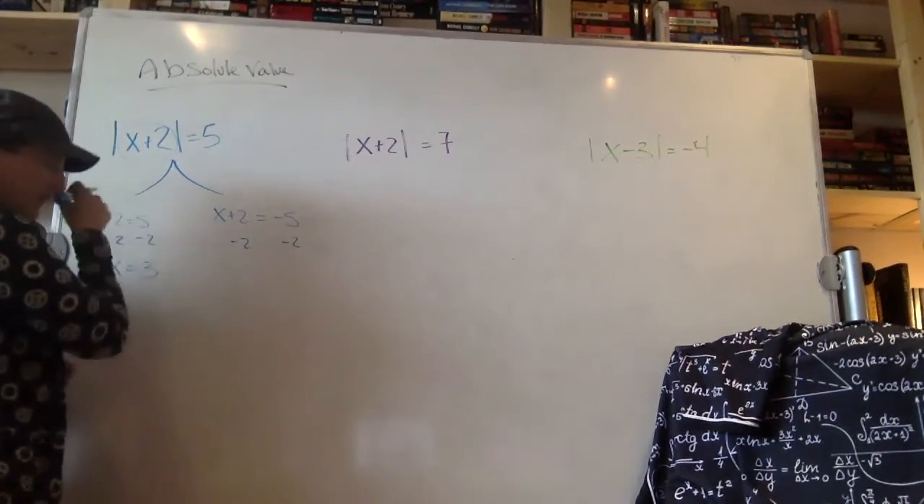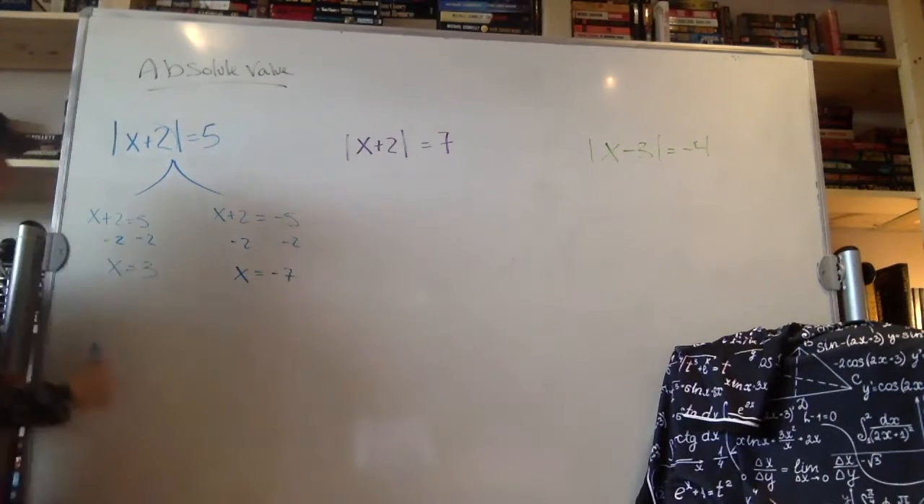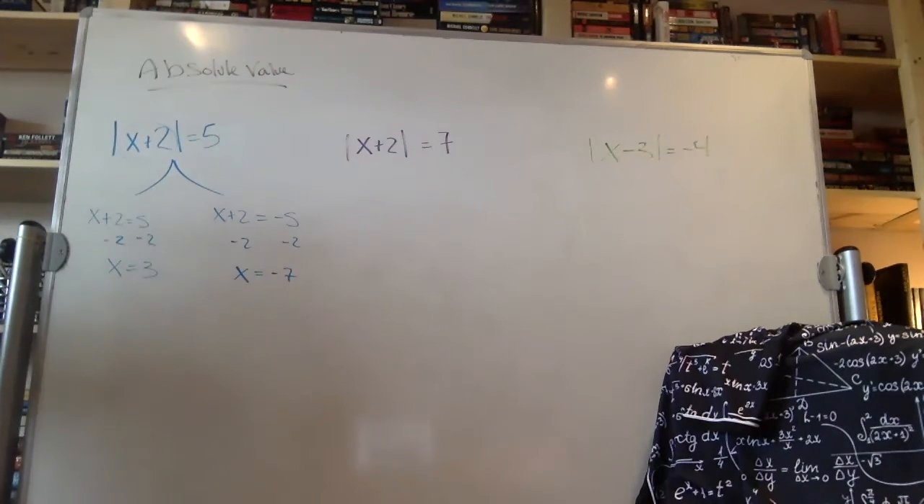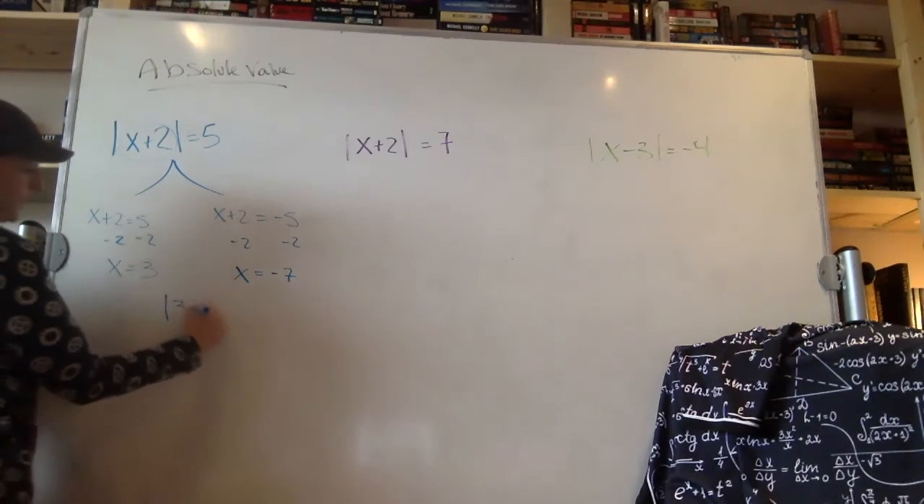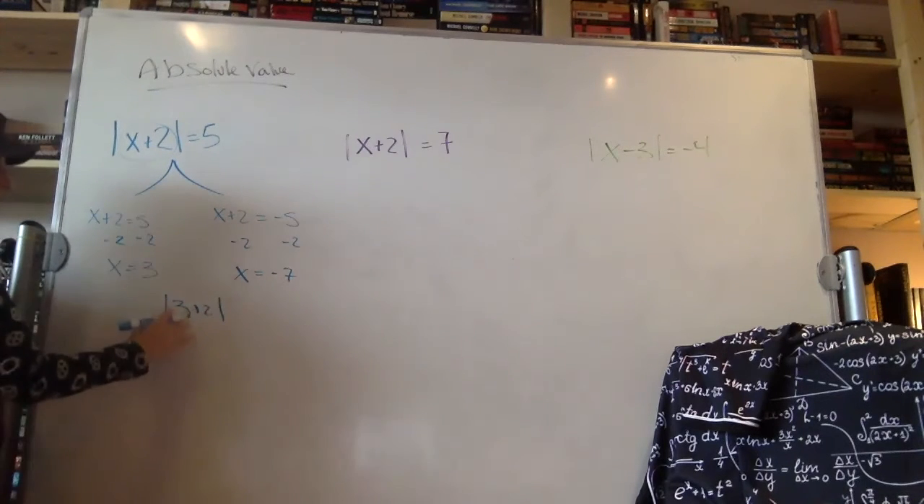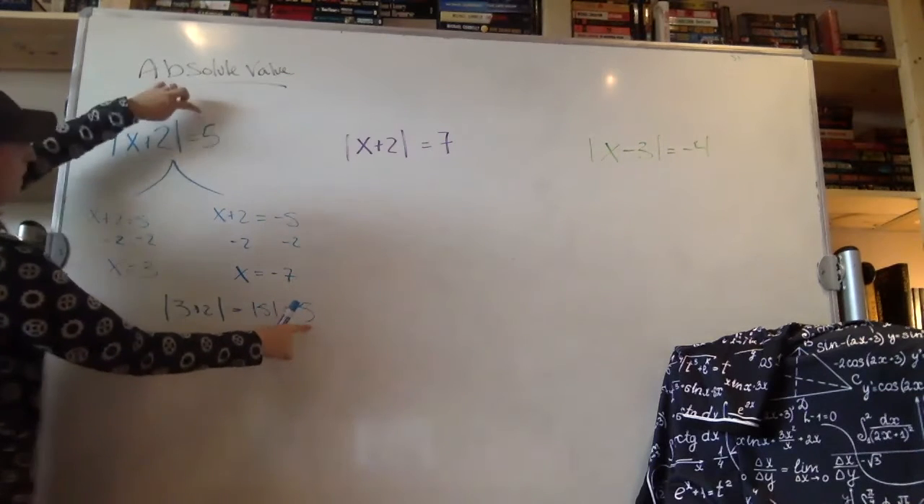Subtracting 2 from both sides on this one we get x equals -5 minus 2 is -7. So here's our two solutions. And again, let's go ahead and check that these make sense. If I plug in 3, I'll get the absolute value of 3 plus 2. 3 plus 2 is 5, so I'll have the absolute value of 5, but the absolute value of 5 is 5. So we get what we're supposed to.